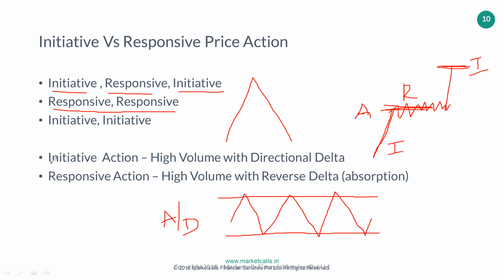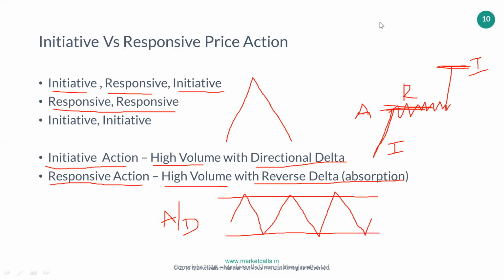Most of the initiative auctions are dominated by higher volume, directional delta, and yes, at times high volatility also. Right? Most of the responsive auctions are characterized by typically high volume, typically reversal delta, absorption, and typically low volatility. Most of the responsive auctions are characterized by low volatility, meaning the range of the bars is pretty small, whereas with the initiative drives, you're going to see some high volatility and high volumes.